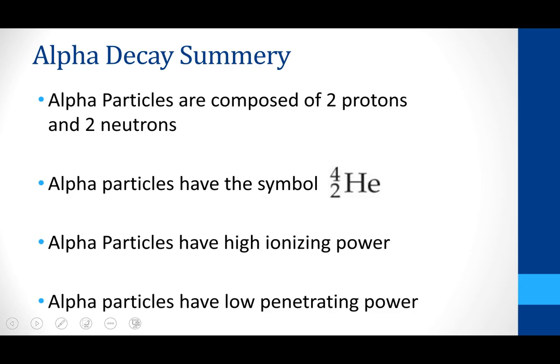So here's just the summary slide for alpha decay. Alpha particles consist of 2 protons, 2 neutrons. We see the isotope symbol for the alpha particle. It has high ionizing power and low penetrating power.